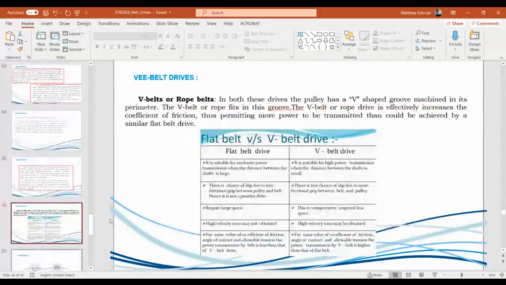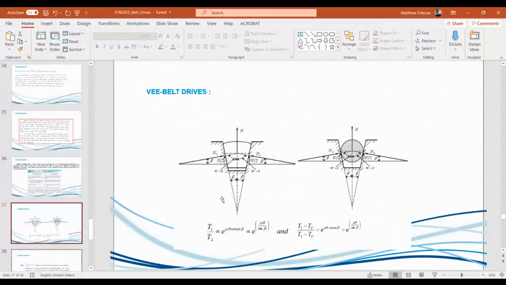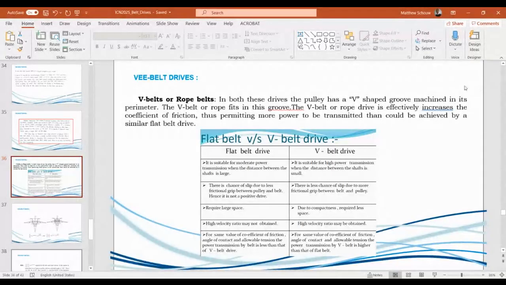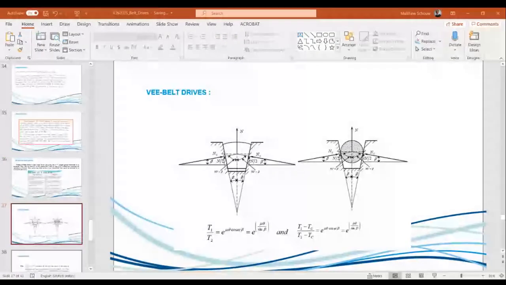Just to look at the differences between flat and V-belts. In these drives, the pulley has a V-shaped groove machined in its perimeter, right? So just to look at it, that's what it looks like. It's grooved to the V. And the V-belt or the rope drive. By the way, when we're doing V-belt drives, we also do exactly the same analysis for rope drive. So rope drive is just a circular belt.